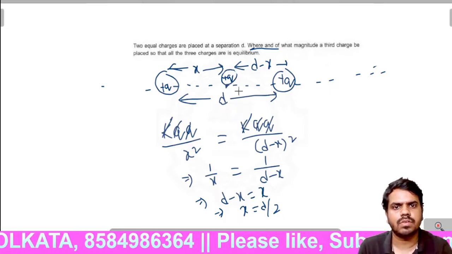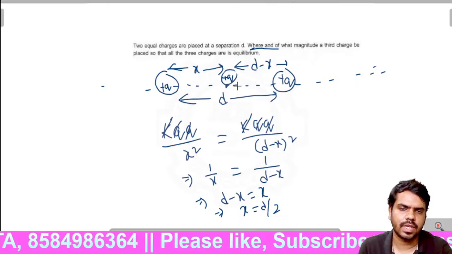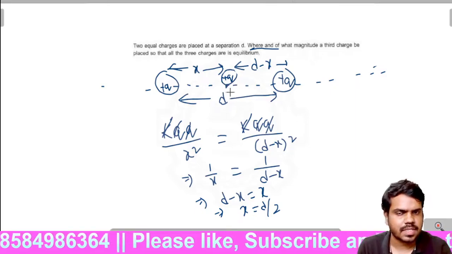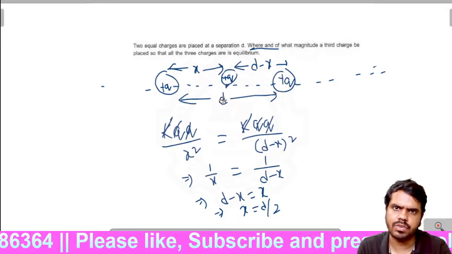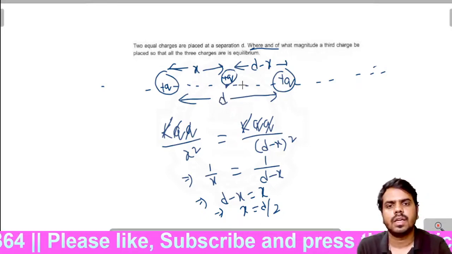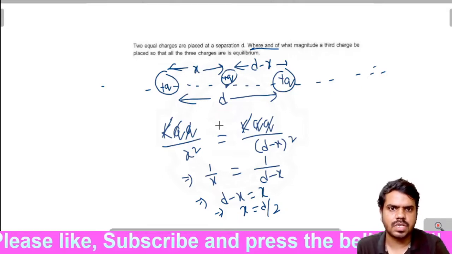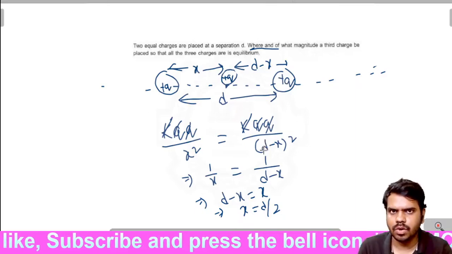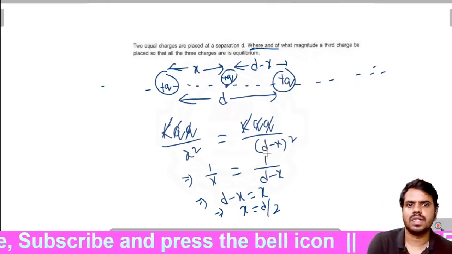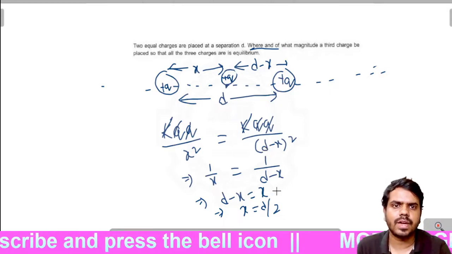The magnitude will be in plus sign. Okay, but if it is minus sign, will the equilibrium state be reached? Yes. If there is minus sign, then the plus charge will attract towards this, and this plus charge will attract towards this. So there is also a possibility of an equilibrium condition. Okay, so this is the answer: x equal to d by 2.